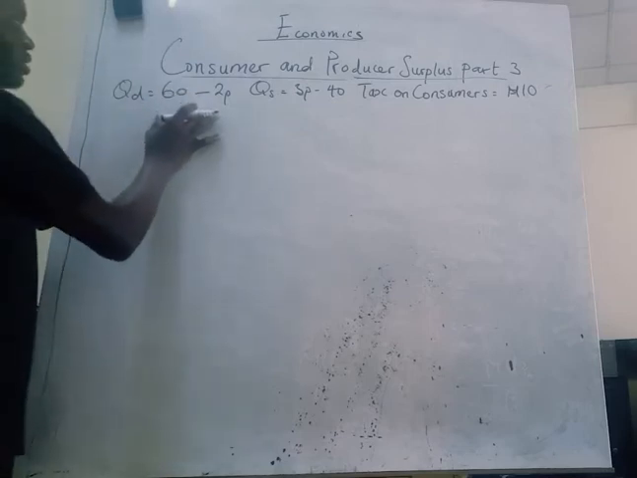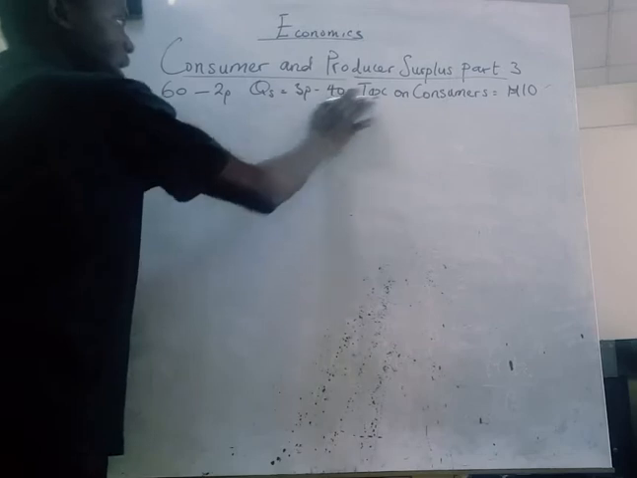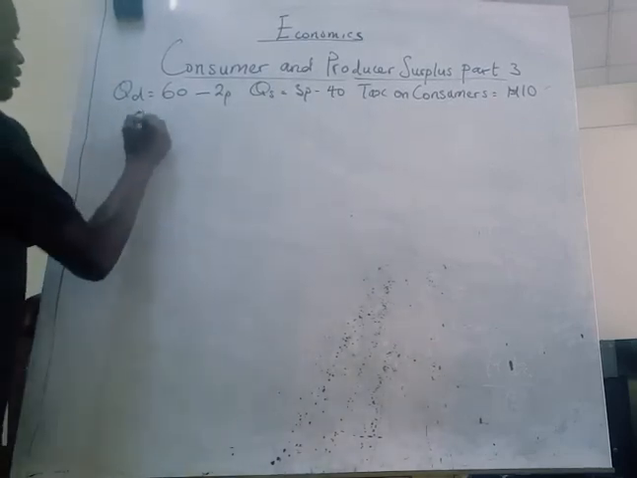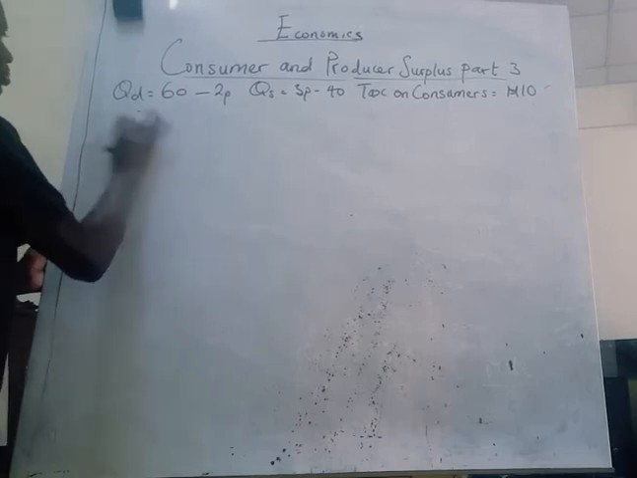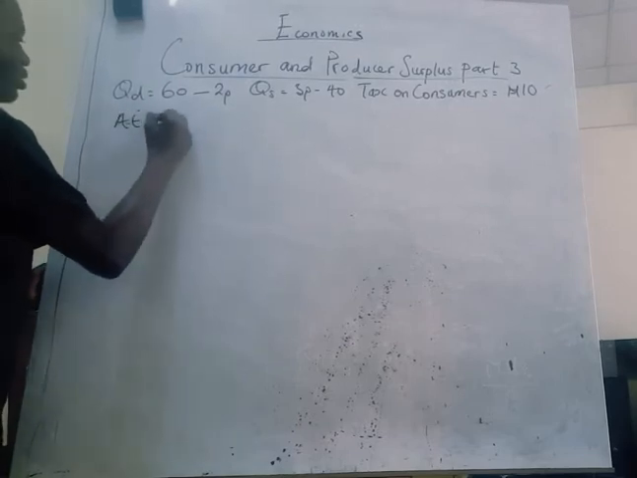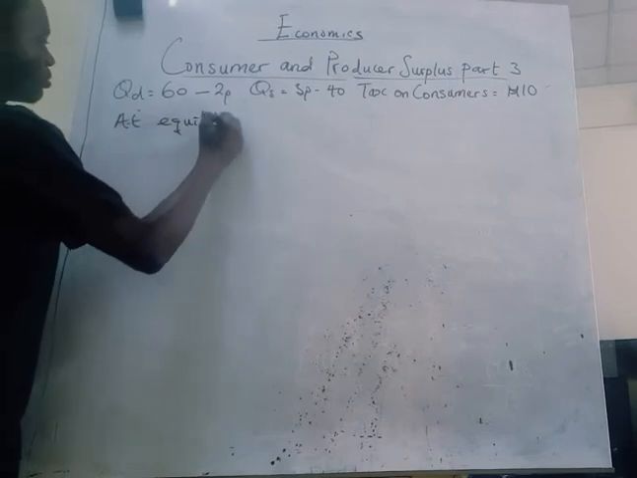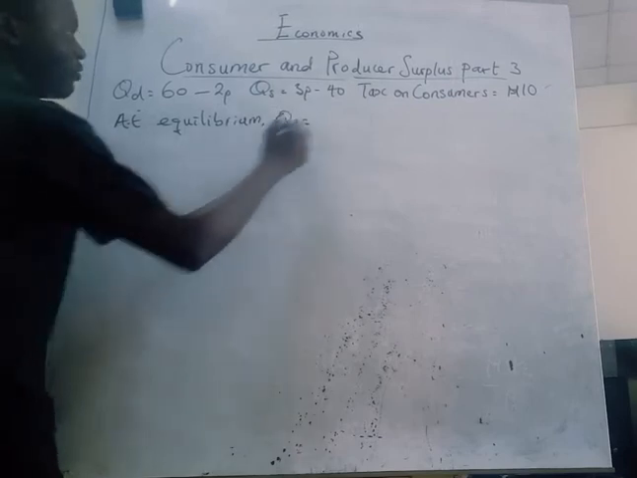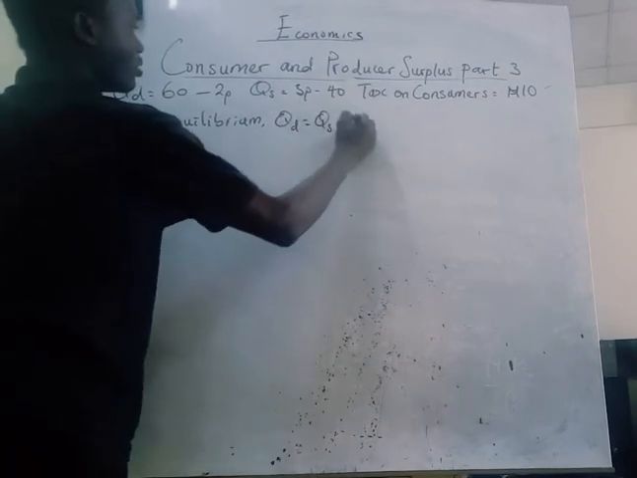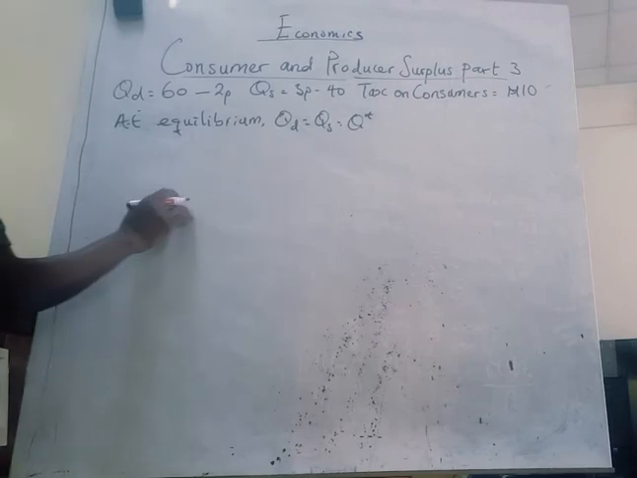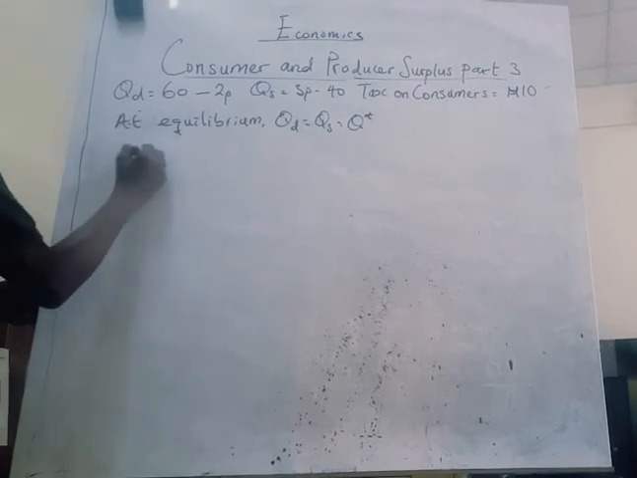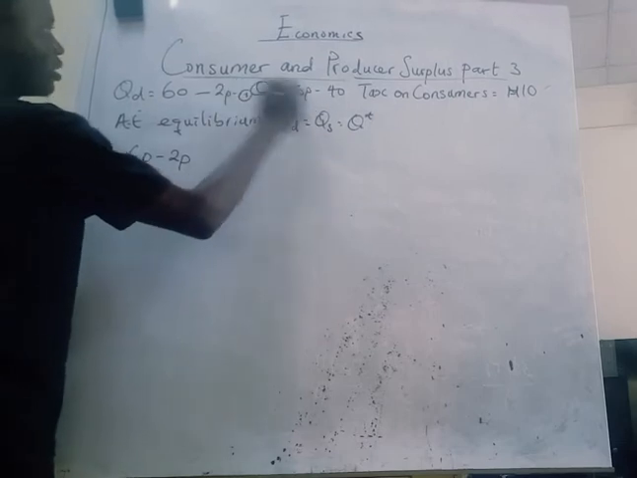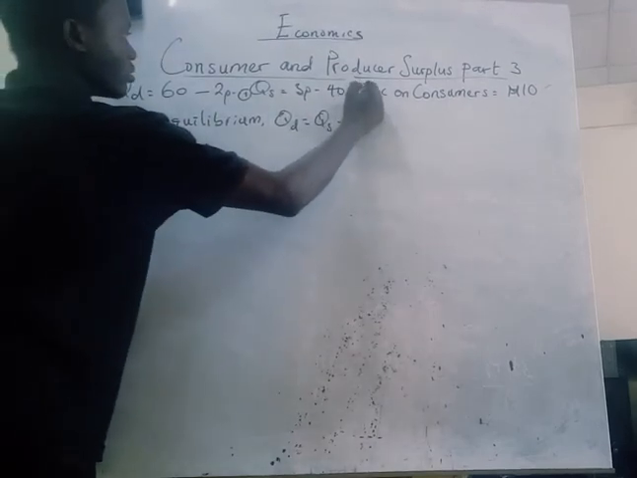QD is equal to 60 minus 2p, QS is equal to 3p minus 40, and the tax on consumers is equal to 10. So for us to get the equilibrium, we need to do something like this. QD at equilibrium, which is the demand function, is equal to the supply function and is equal to Q star. So henceforth we'll be using Q star. So this is 60 minus 2p. Call this equation 1 and we call this equation 2.